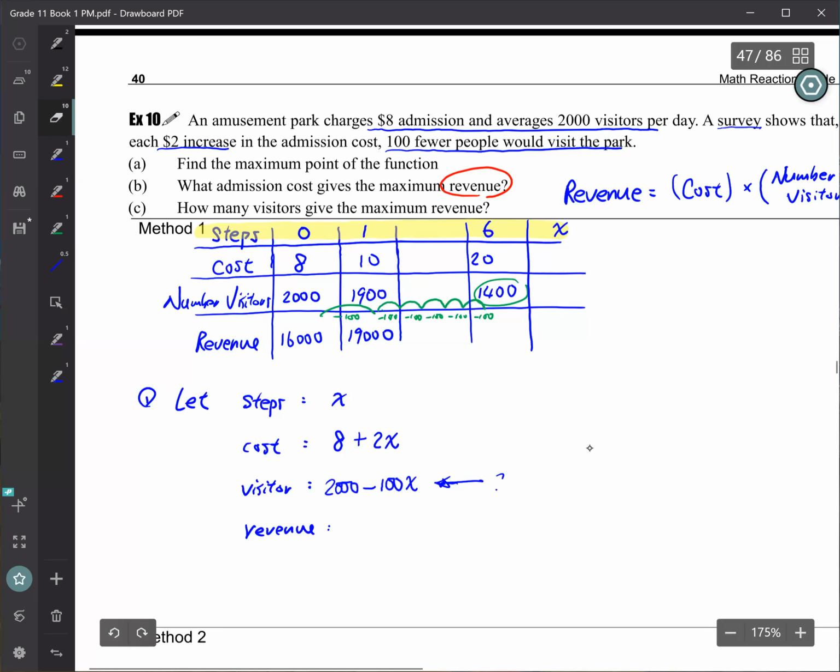So you can check your less statement, right? Before you continue, always check your less statement with your table, right? You can check with the one with the 6. When x equal to 6, and you plug into your less statement, 2,000 minus 100 times 6, that's 2,000 minus 600, and it matches 1,400. So that means the less statement works. Any questions so far?